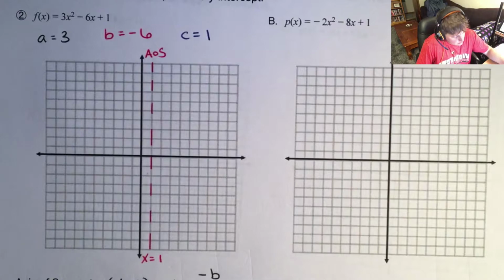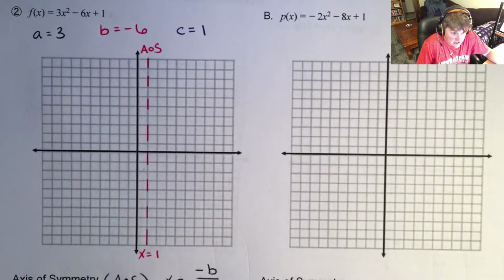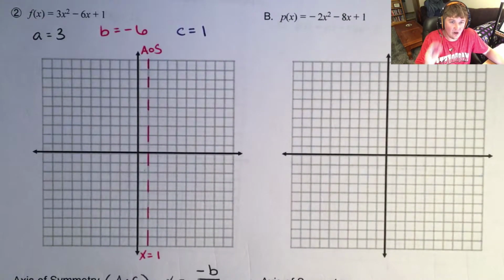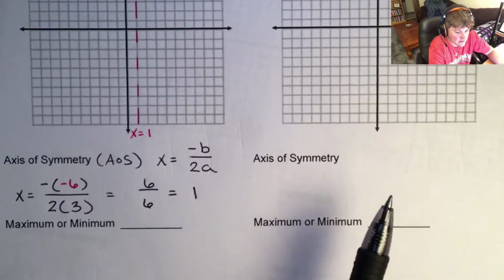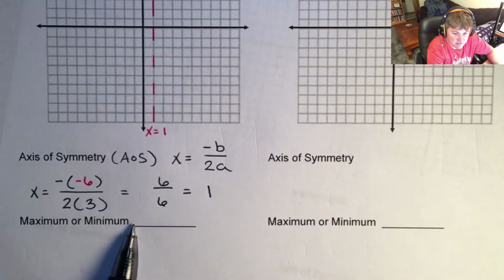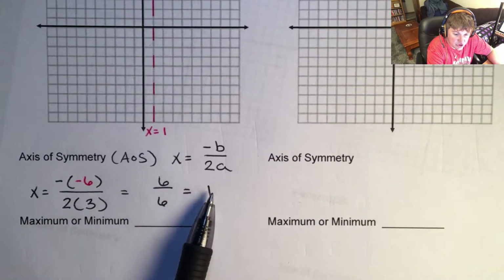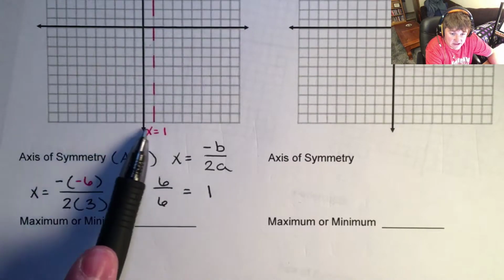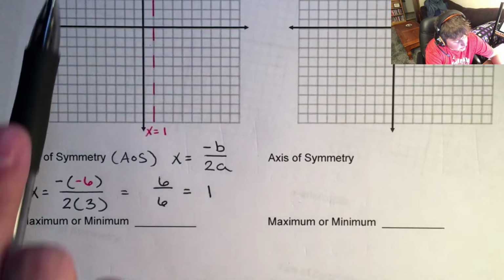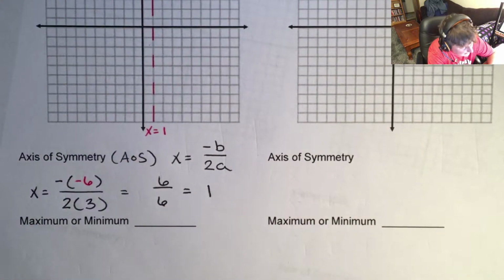And the next thing you're going to want to do is find the vertex, because the vertex always lies on this axis of symmetry. That highest or lowest point will fall on the axis of symmetry. So that's going to be finding the maximum or the minimum. Okay, so you're going to take this x value, x is equal to 1, and plug it into our original function that's on the top.